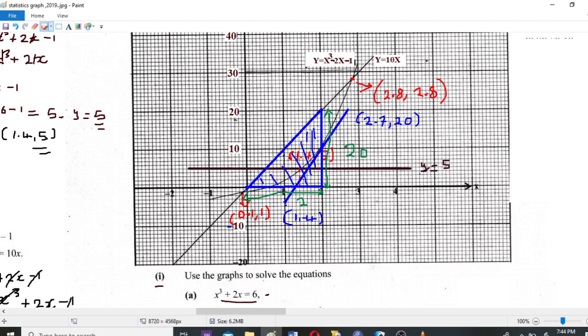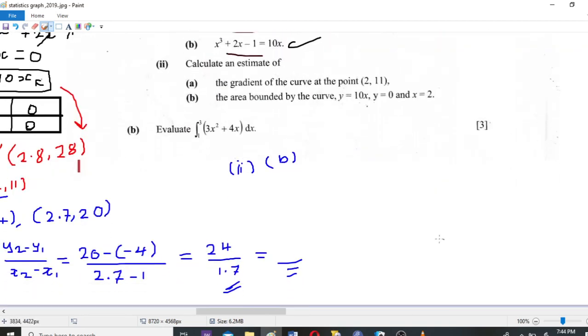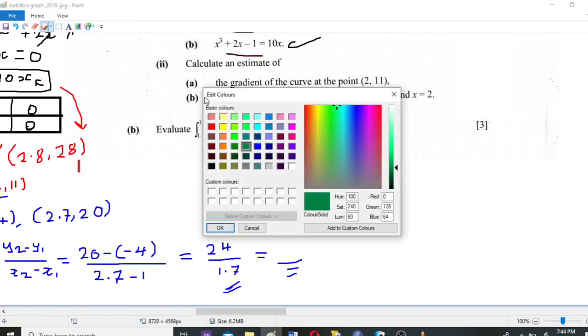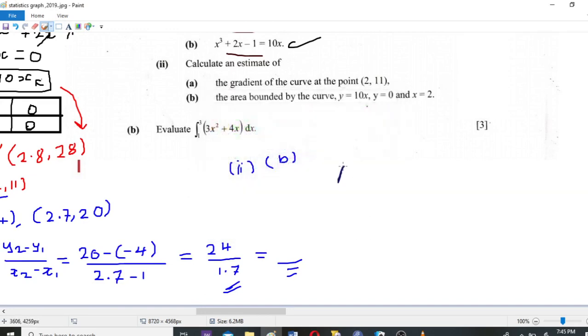So we can now calculate the area. That's 2 by 20. Applying the formula for the area, let me change the color again. This is the last question. We are using the formula for the area of a triangle, that's half multiplied by base, multiplied by height. So we just have to substitute.